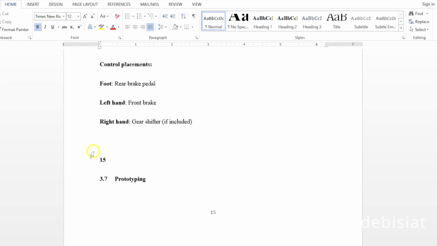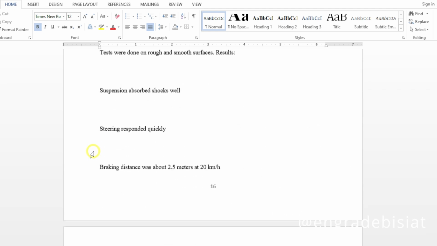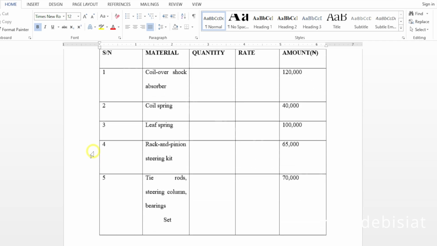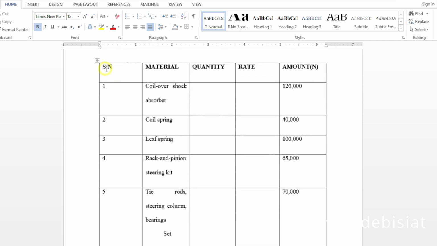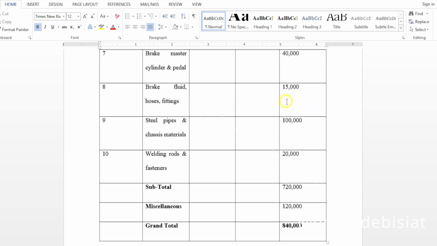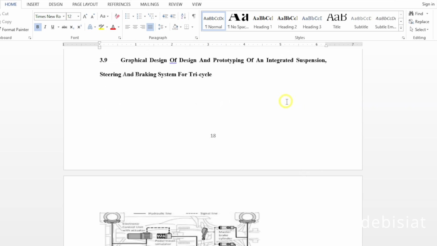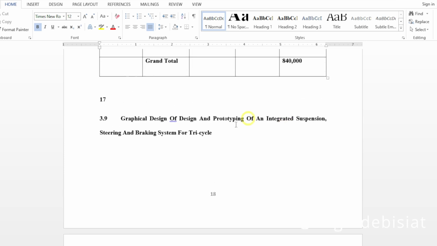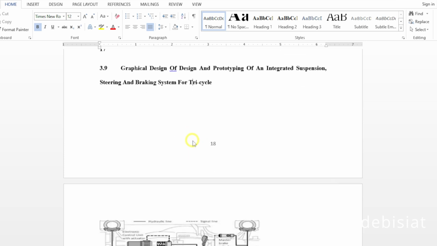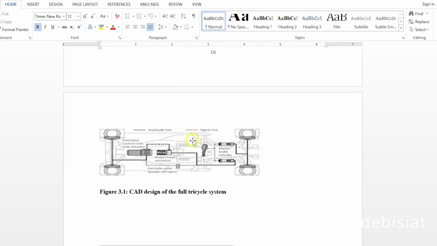Okay, then let's quickly go to the bill of quantity. The bill of quantity will have serial number, material, quantity, rate, amount. Wonderful. So, graphical design. You must have done the graphical design, which you put the picture here. The more pictures you have, the better.